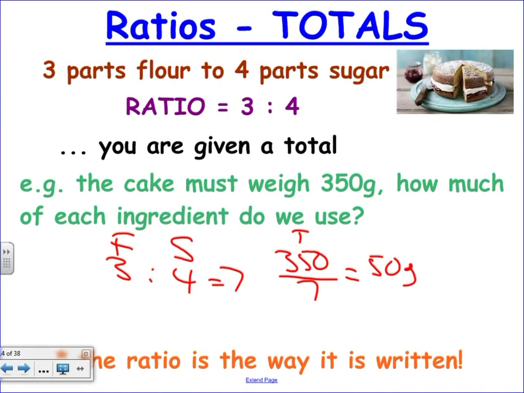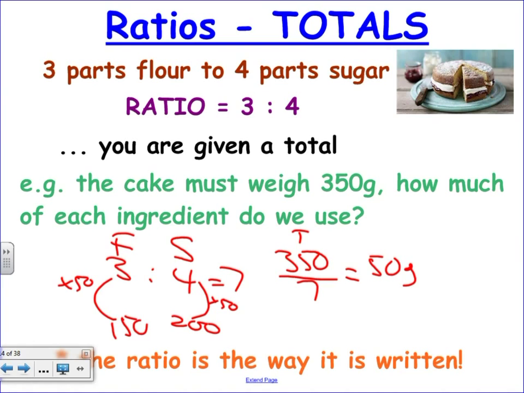50 grams. So what I do then is I go back to my ratio that I wrote down and I multiply each side by 50 because I know 1 part is worth 50. So 3 lots of 50 means I need 150 grams of flour, and then over here 4 parts is 200 grams of sugar. And when I add my sugar to my flour, I end up with the 350 grams for my cake. Does that make sense?